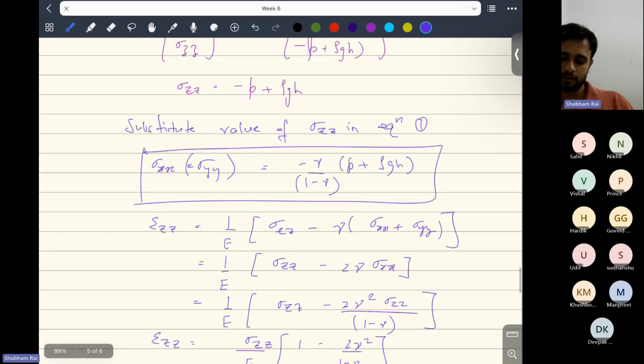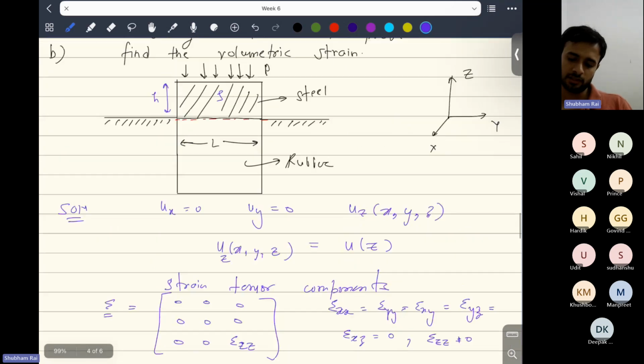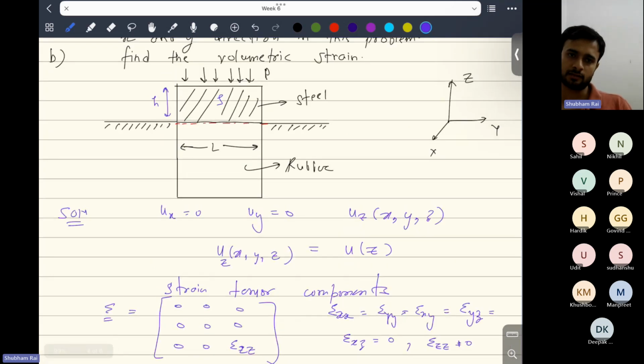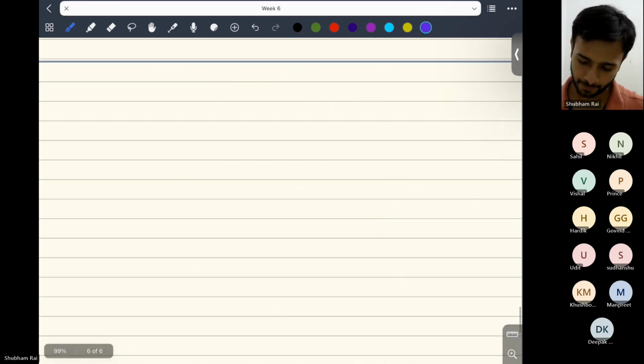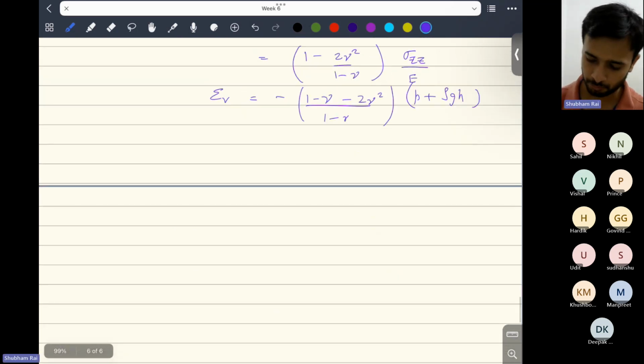So this rubber, if we consider this to be a linear elastic material, will experience volumetric strain, and due to Poisson's effect, there will be stresses in x and y direction as well, and there will be stress in z direction also. So the z direction stress is simple; it will be minus p plus rho gh, and sigma xx and sigma yy will come from the Poisson effect that you derived, and there will be volumetric strain because this rubber will get compressed. Okay, so let's go to the problem number 2.